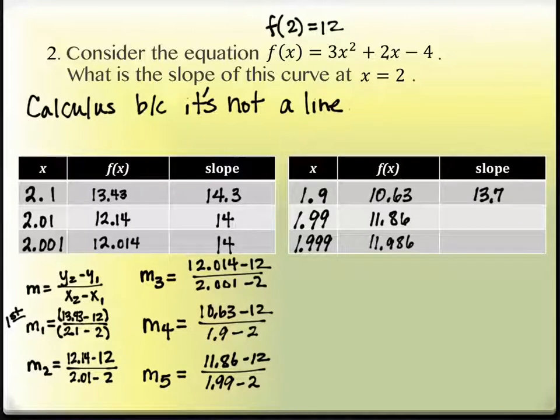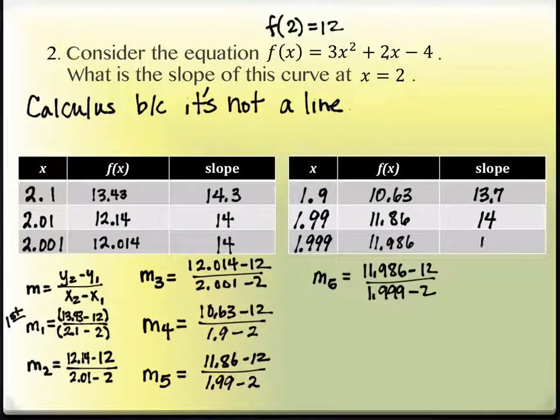Is it 14 even again? Yeah, because we've rounded a little bit earlier. I'm going to show you how to fix the rounding if this happens in your homework. All right, the last one we expect to give us also the same 14. So M6, which is 11.986 minus 12 over 1.999 minus 2. Somebody double check just for us. Did it also give 14?